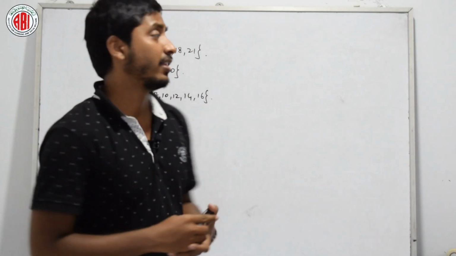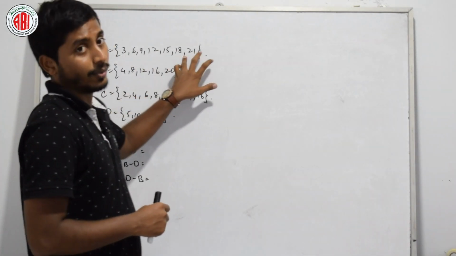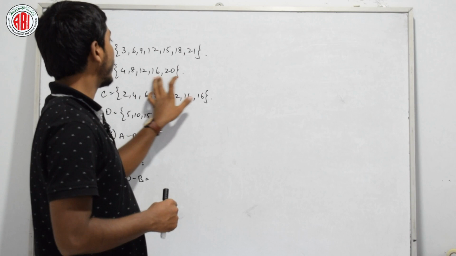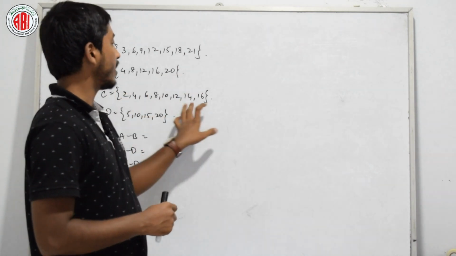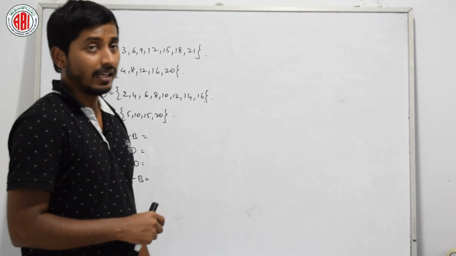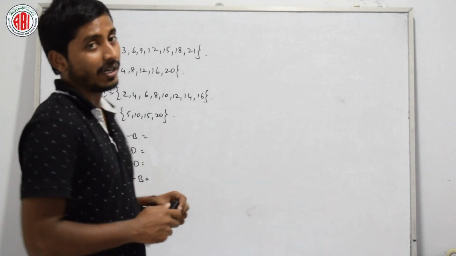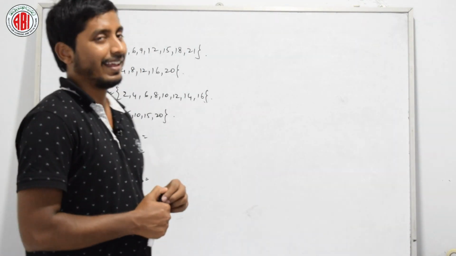Now see here, the question given here: A is 3, 6, 9, 12, 15, 18, 21. B is 4, 8, 12, 16, 20. C is 2, 4, 6, 8, 10, 12, 16. D is 5, 10, 15, 20. He is asking us to find A minus B, A minus D, B minus D and D minus B. Shall we do that? Let's do it.